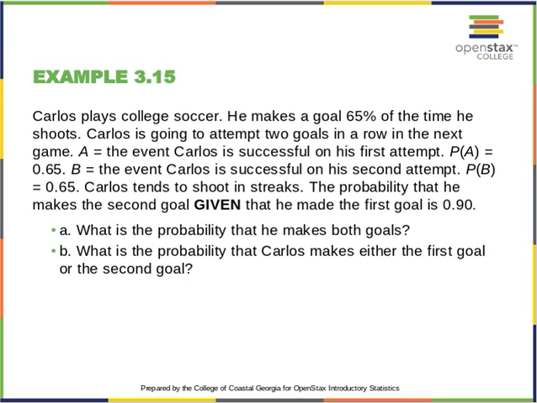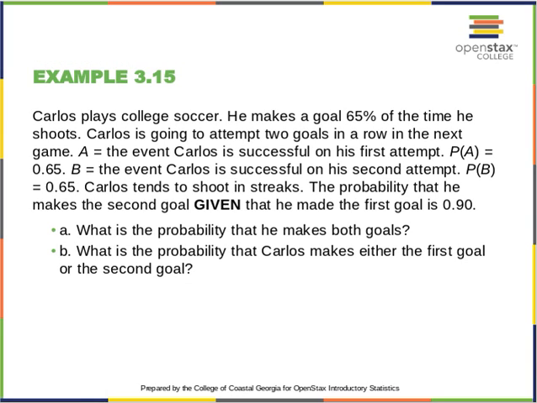Okay, our last example here. Carlos plays college soccer. He makes a goal 65% of the time he shoots. Carlos is going to attempt 2 goals in a row in the next game. A is the event he is successful in his first attempt. Probability of A is 0.65. B is the event he is successful in his second attempt. Probability of B is also 0.65.